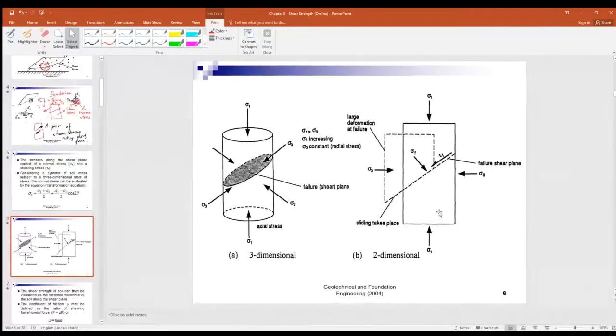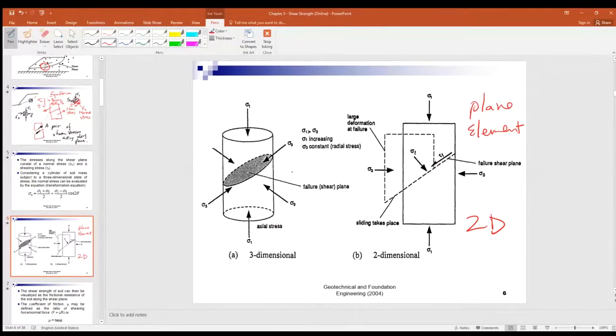Now, here is the 2D, right? This 2D is a plane element, because this element appears on the whiteboard only. It's a two-dimensional element. But in fact, below the ground surface, you have three dimensions, right?